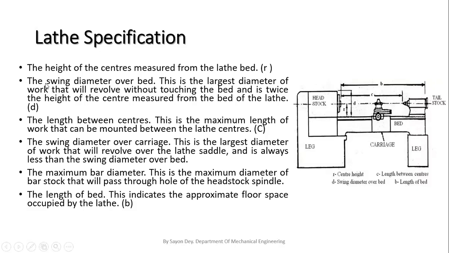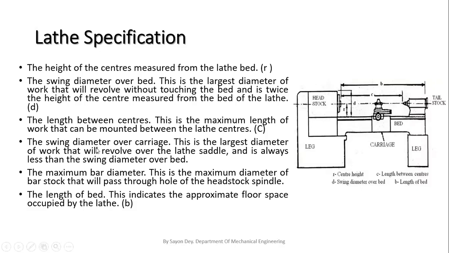Next one, the swing diameter. This is the largest diameter of work that will revolve without touching the bed, and it is twice the height of the center measured from the bed of the lathe. It is denoted by small d. Here we can see this is our swing diameter. Next one is the length between the centers, denoted by c. That means how long a job we can hold in our lathe.